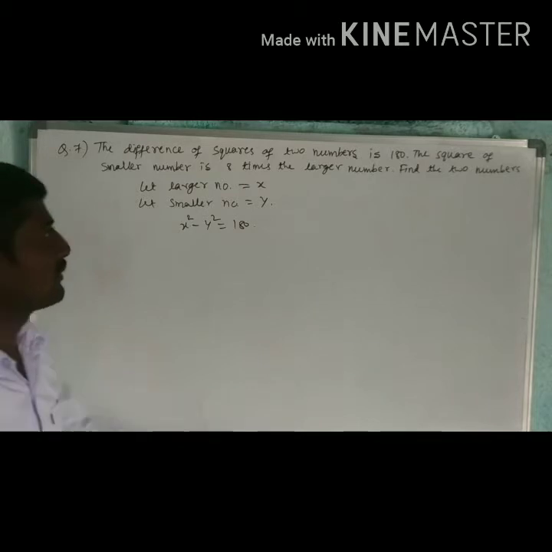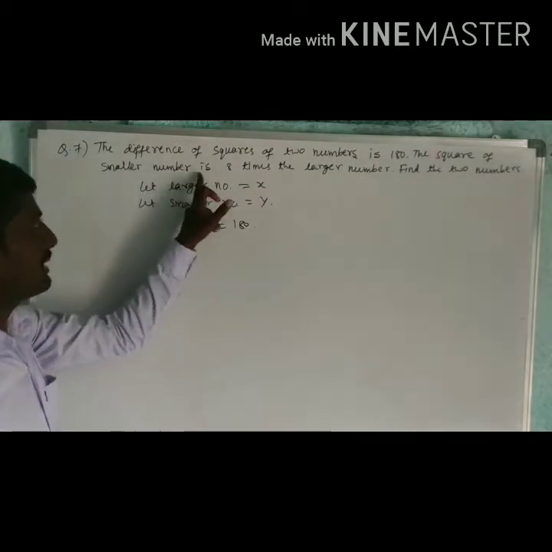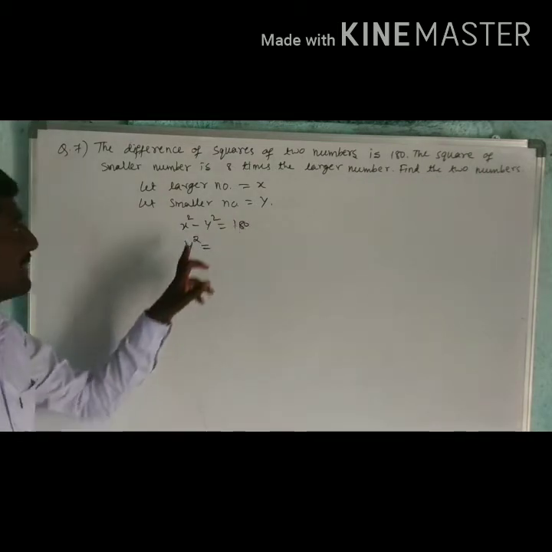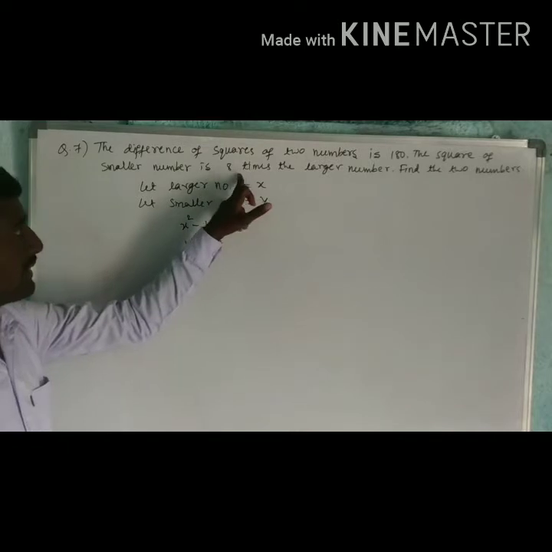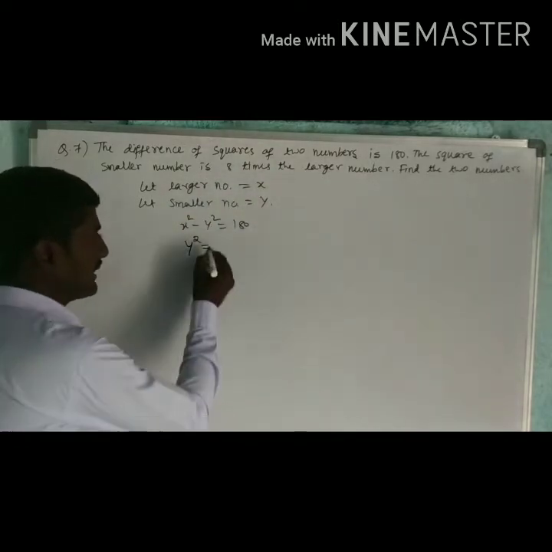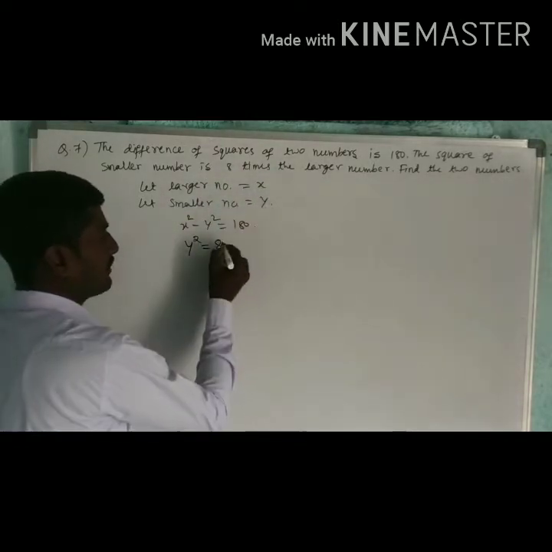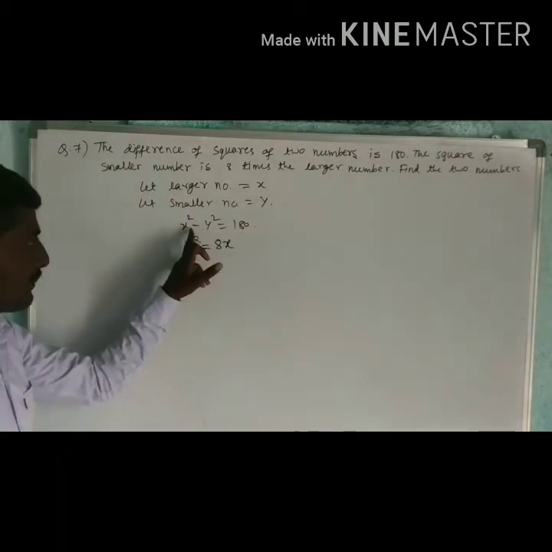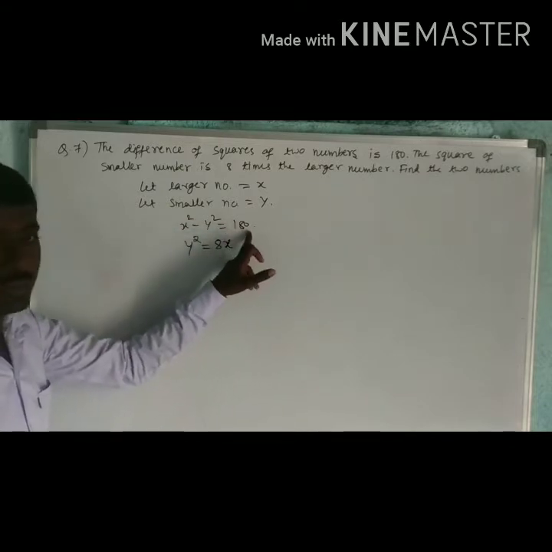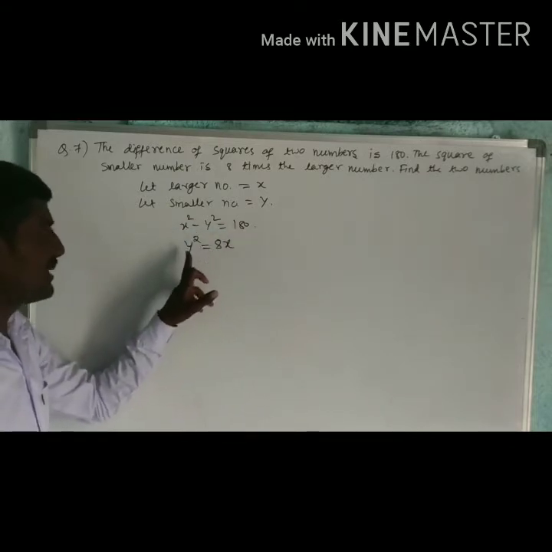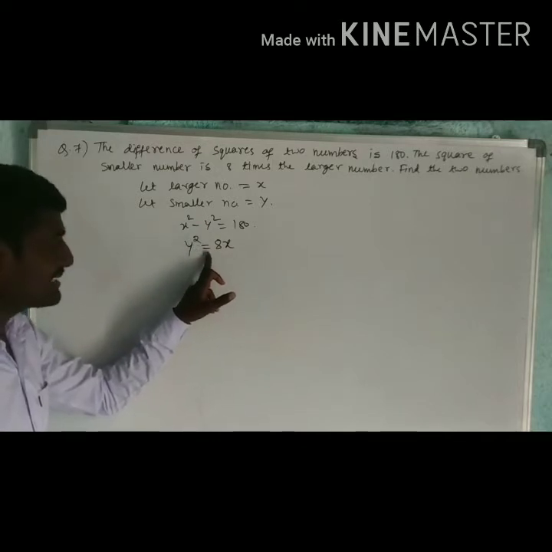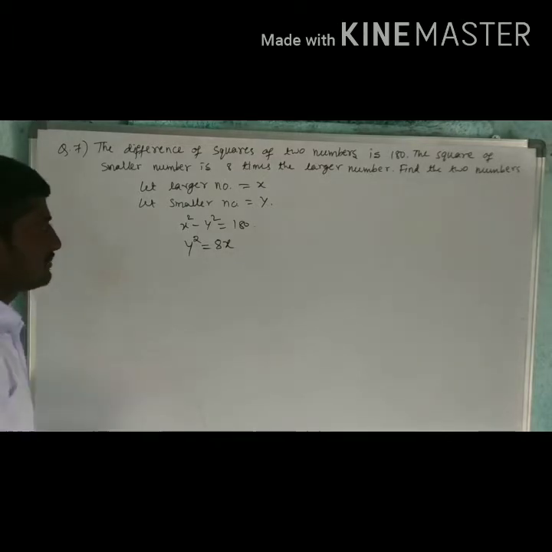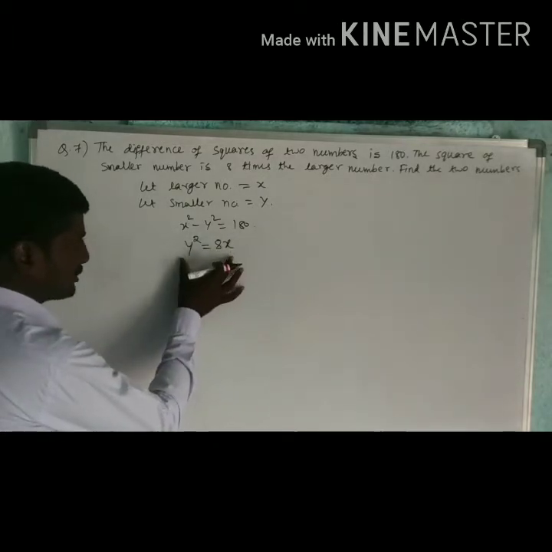And another condition they also gave. The square of the smaller number, that means y square, is equal to 8 times the larger number, that is 8 into x. These two equations you got. X square minus y square is equal to 180. The square of the smaller number is 8 times the larger number. Now I will substitute this y square value in this one.